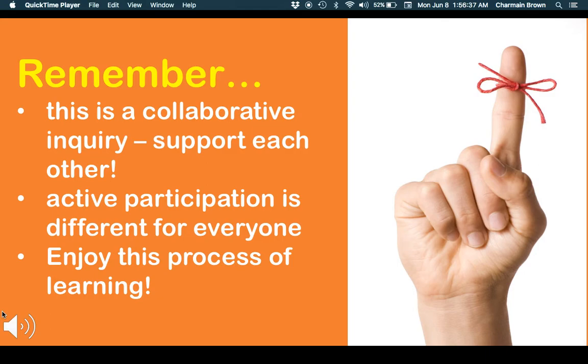If you need any support at all in terms of the understanding of what you need to do for the unit, working together with your group, just general questions, you know how to find me. Just email me and I get back to you right away.